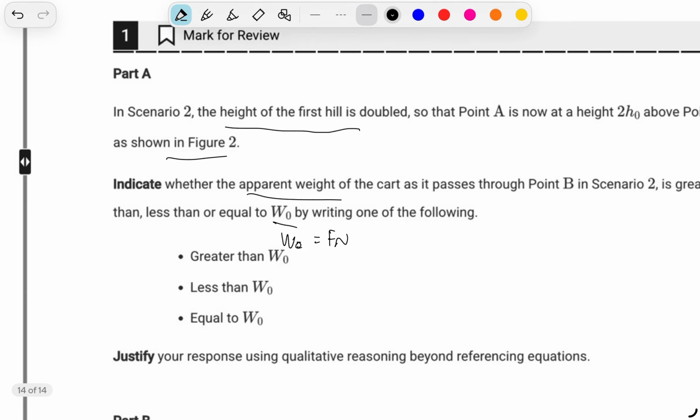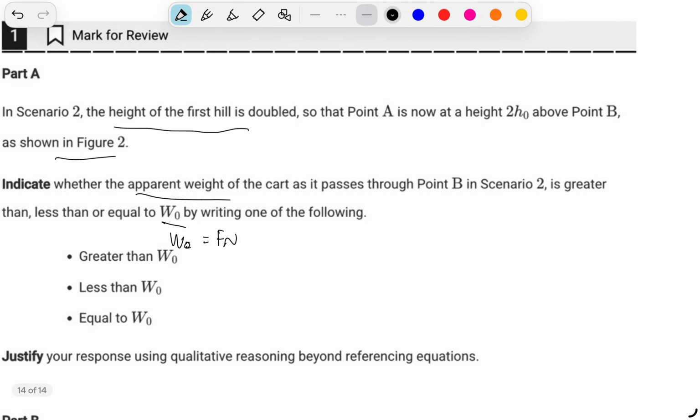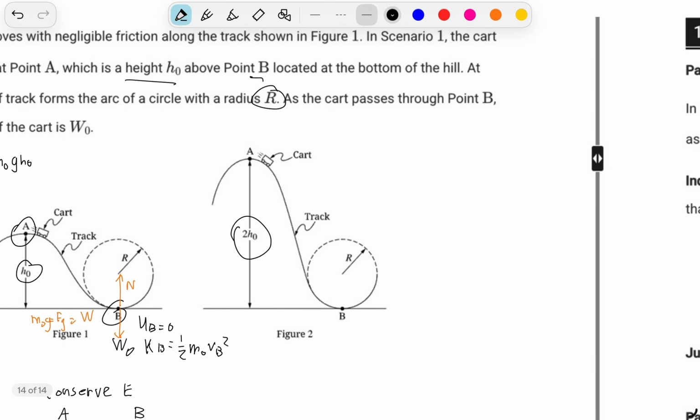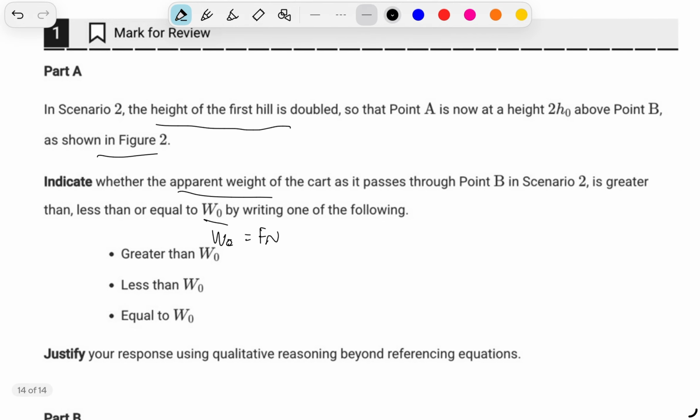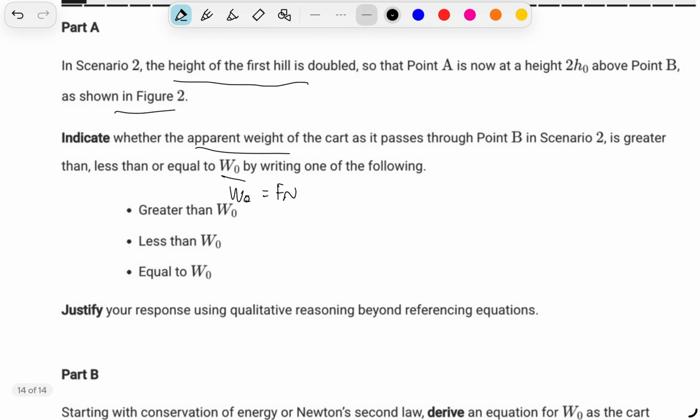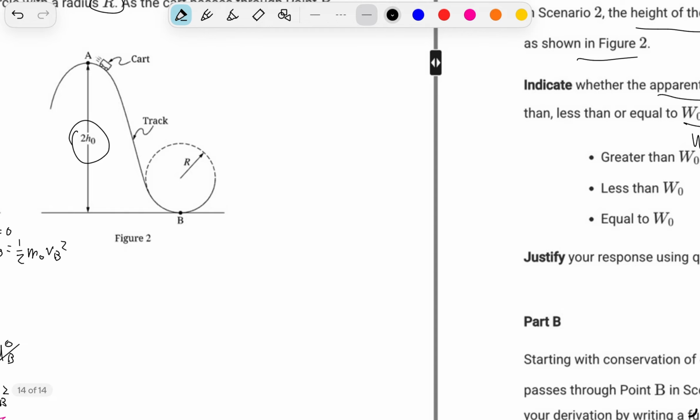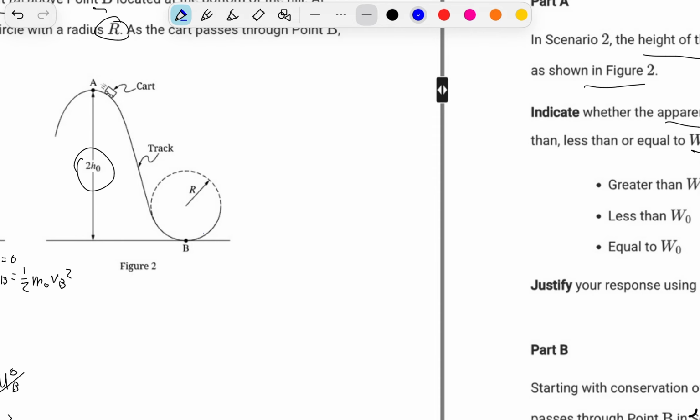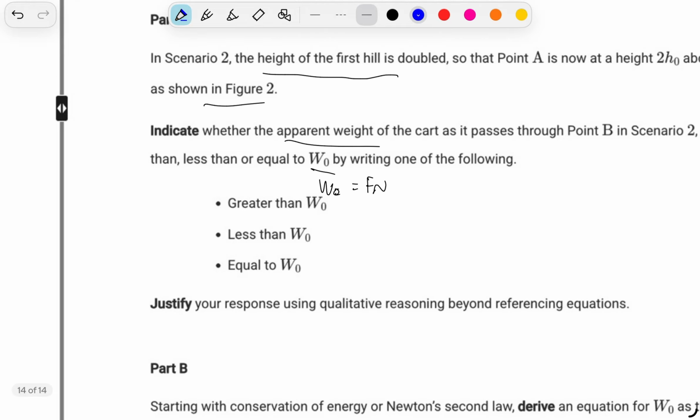So first we're asked, the height of the hill is doubled in our scenario 2, which we see is 2h initial instead. And we want to indicate whether the apparent weight of the cart as it passes through the same point B in scenario 2 is greater than, less than, or equal to our weight initial by writing one of the following. So when we see that we pass through B, we go down, and then we go through the circular loop, and then we go down again back to B. So what can we think?